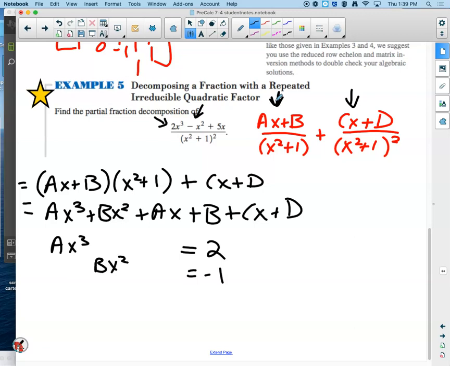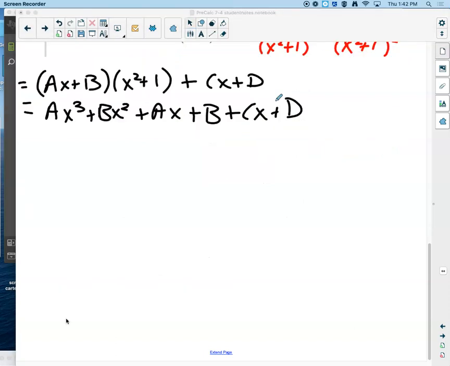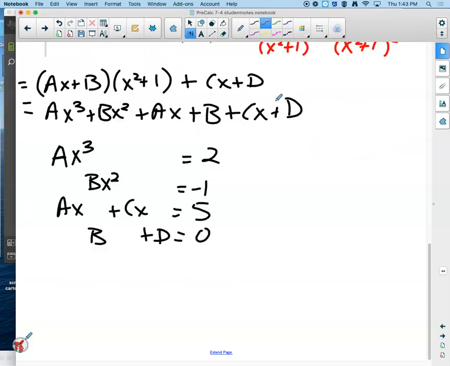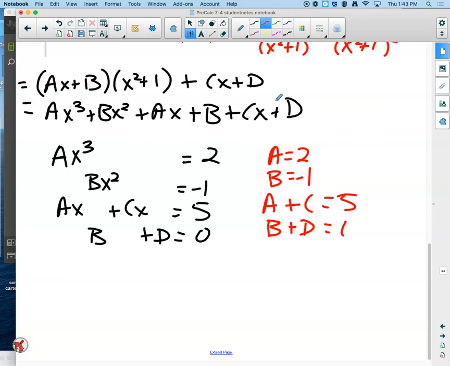There we go. So now we'll do ax and cx, and that has to come out to our x term, which is 5. And then finally, any constants that we have, and that's b plus d, and those have to come out to 0. All right, let's go ahead and put these in a form that we can take the x's out. So a equals 2. That was nice, very quick. B equals negative 1, we've got it. And then A plus C equals 5. And B plus D equals 0.